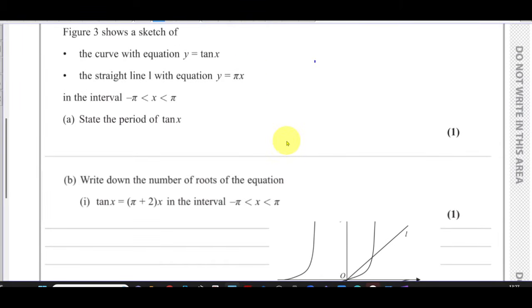So we can just write down the answer as pi. Simple as that. Just state the period. You don't have to show any steps or anything. Just state it. So pi is the answer. The answer to question 9a is pi.